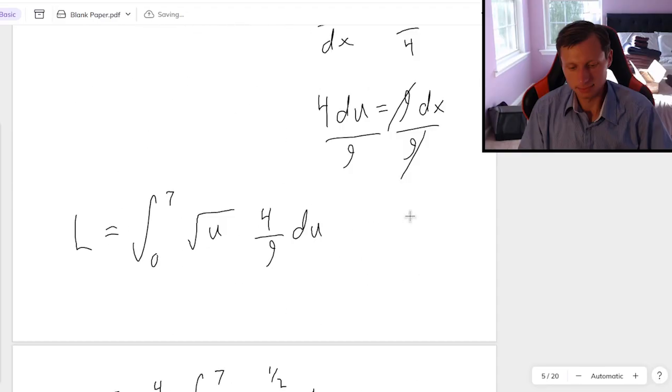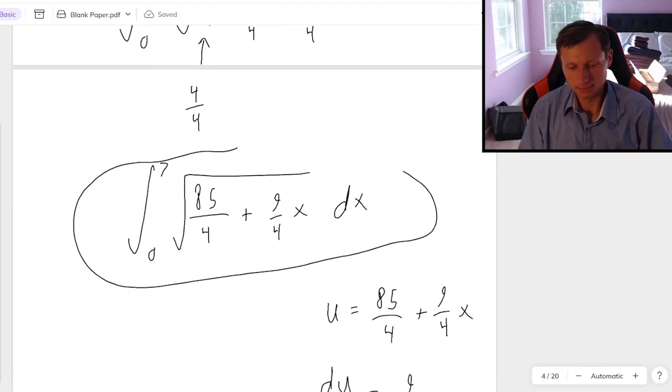Or if you just wanted to stop at the integral, you could have stopped right here. And that's how we set up the integral. So that's going to do it for this video on arc length.